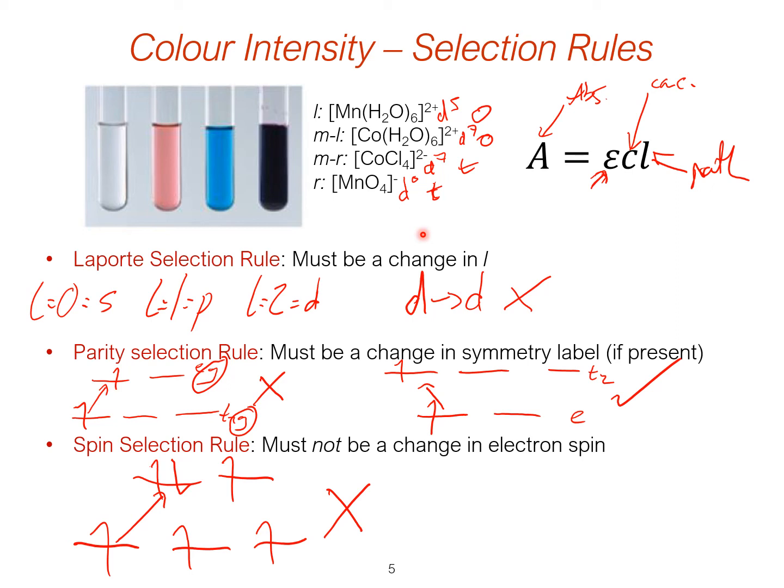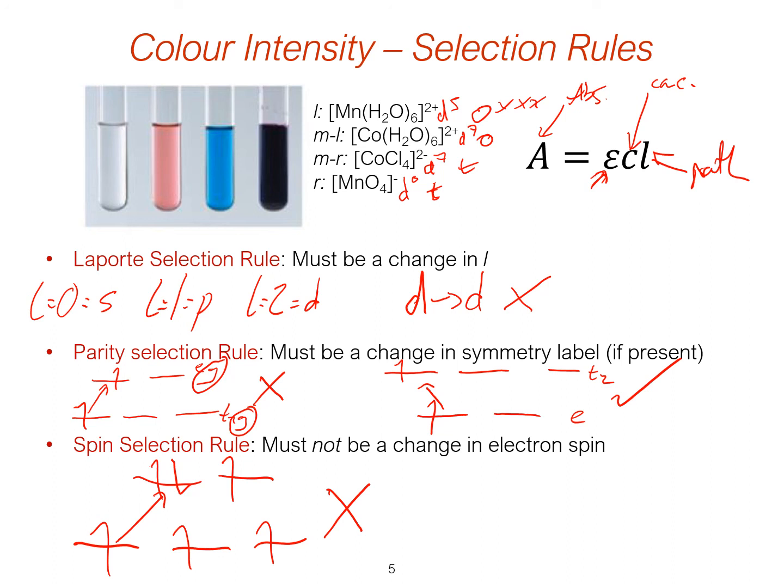So let's apply these rules to the four complexes we've got up here, and see if we can explain why we've got this colour series of enhanced intensity. The first one is a d5 octahedral complex. So we've seen it's d5, the spin selection rule is not satisfied, the parity selection rule is not satisfied because it's going from t2g to eg, and the Laporte selection rule isn't satisfied because it's going from a d orbital to a d orbital. Nothing's satisfied. The transition's really unlikely to happen, and that's why there's very low or no intensity for that one on the left.